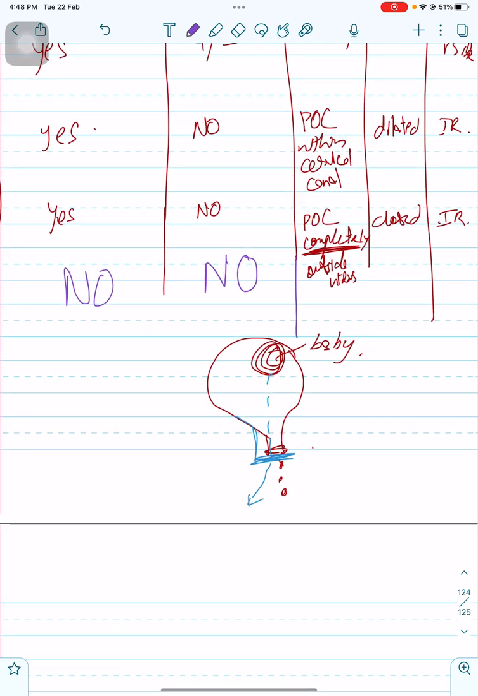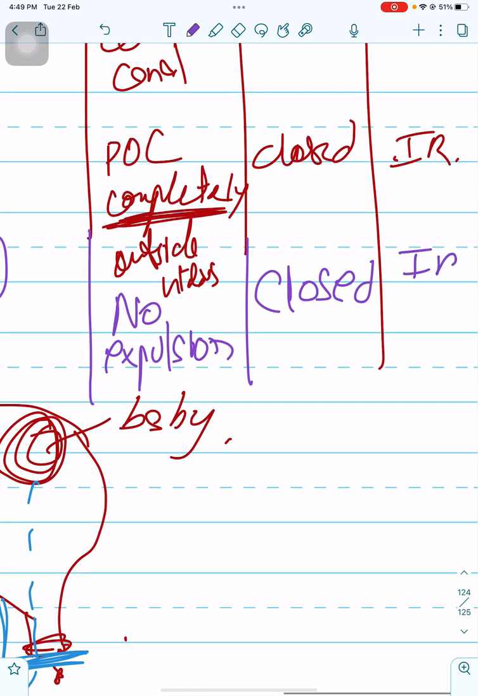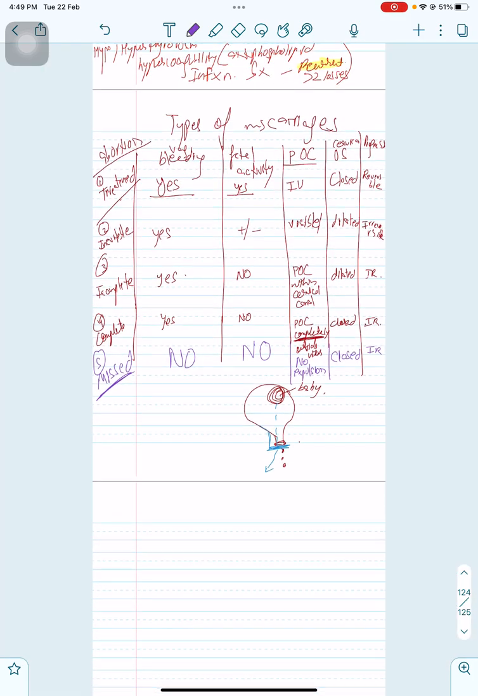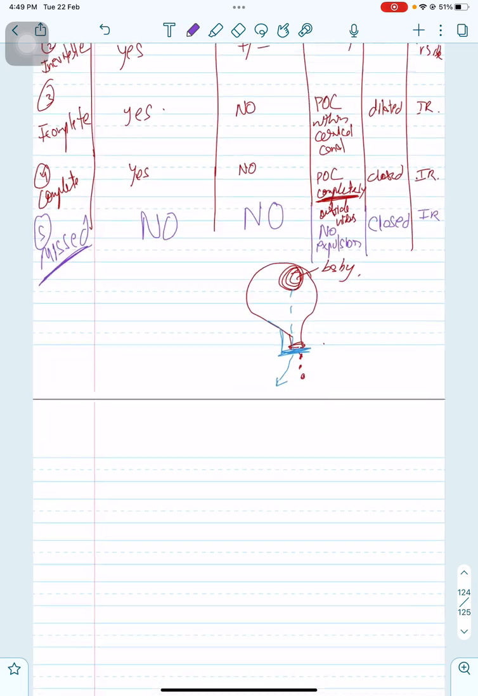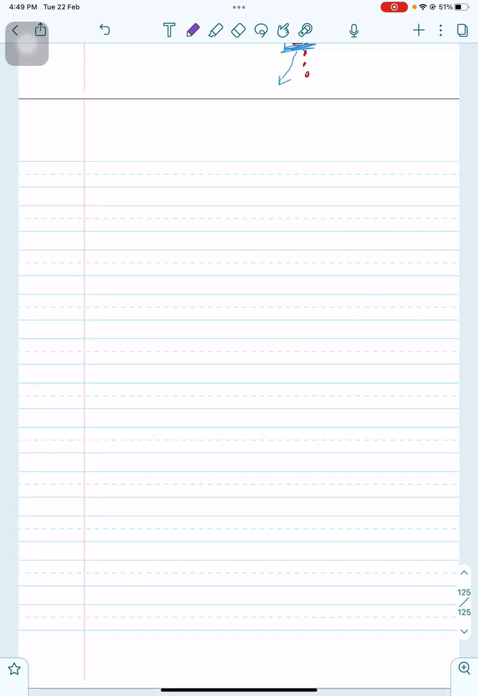Is there any product expulsion? No expulsion of product, okay? And the cervical os is closed, therefore there is no expulsion, and it's of course irreversible. Okay, so I hope that this table is clear to you, and I would highly recommend that you go over it again because it's very, very high yield.